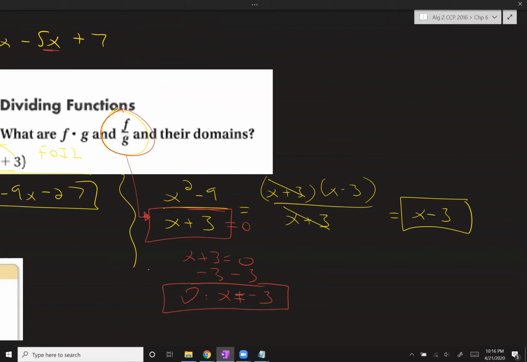Okay, so we have two parts to do. We have to actually do the division, which I have laid out in yellow here, and then we have the domain restriction, which is laid out in red.